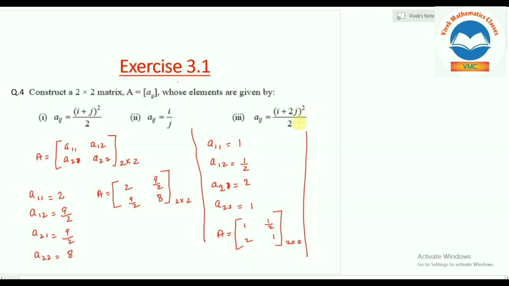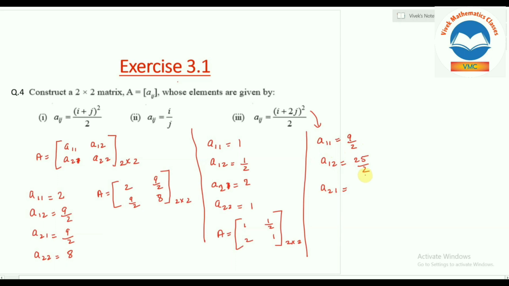Next, the third case. What have they given in the third case? They have given Aij equal to (i plus 2j) whole square by 2. So what will be your A11? The i value will be 1, j also will be 1. So 1 plus 2 will be 3, 3 square will be 9, 9 by 2. A12 means the i value will be 1, the j value will be 2. So 1 plus 2 into 2, 4. 1 plus 4 will be 5, 5 square will be 25, divided by 2. 25 divided by 2.